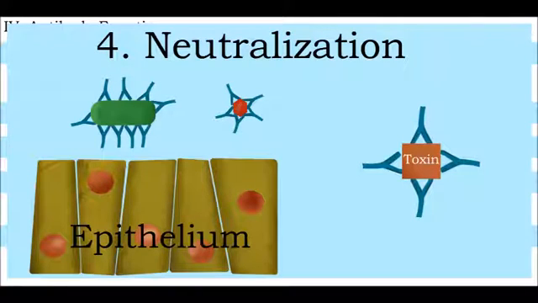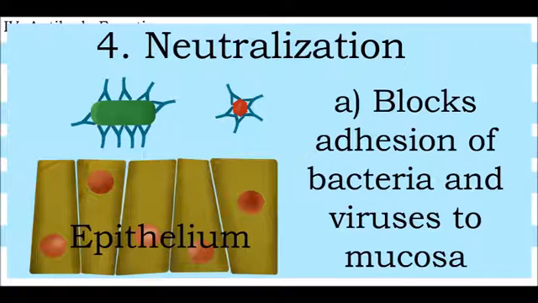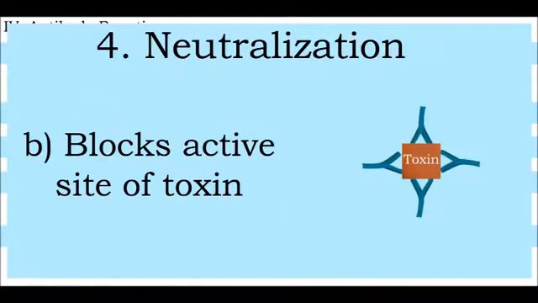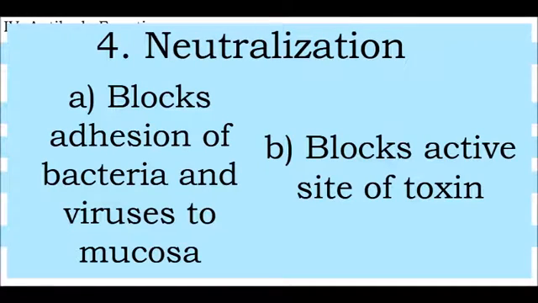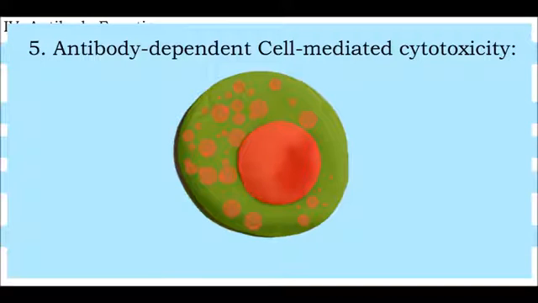Four, neutralization. A, blocks adhesion of bacteria and viruses to mucosa. B, blocks active site of toxin. Five, antibody-dependent cell-mediated cytotoxicity. Antibodies attached to target cells cause destruction by natural killer cells and granulocytes, especially neutrophils.